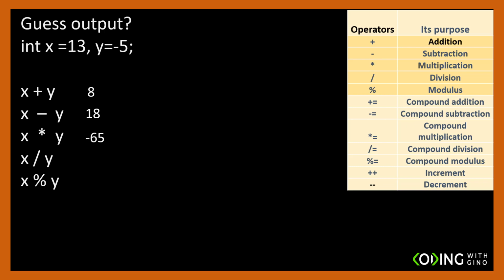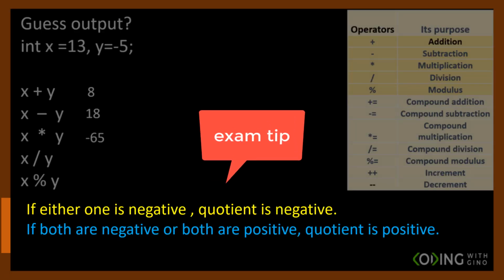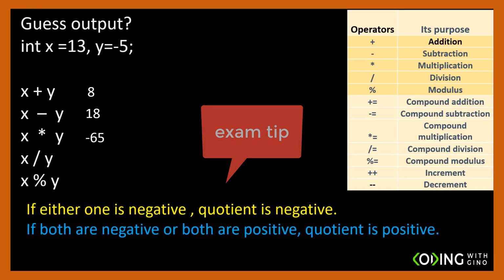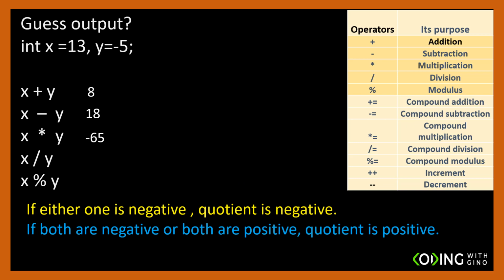How about x divided by y? It would print the quotient. The answer is 2. But is it 2 or negative 2? Always remember, if we are trying to perform division between 2 numbers, if either one of the 2 is negative, the quotient is negative. On the other hand, if both the numbers are negative, or if both are positive, the quotient is positive. Applying this rule, the result of division is negative 2.